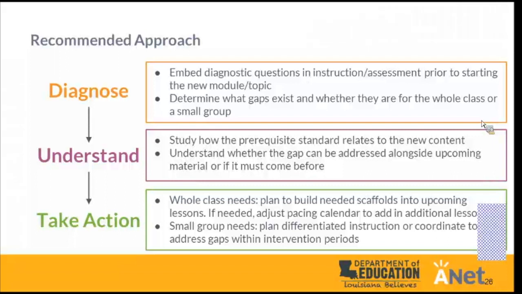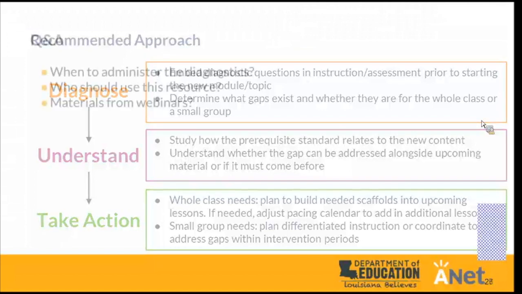You're doing some work to understand how that prerequisite standard relates to the new content and when it needs to be addressed before the module begins or during the module before you get to a certain lesson. And then you're taking action. Potentially you're doing a whole class lesson by using one of the flex days, given that guidance in the guide to implementing Eureka, or maybe you're taking action with a small group of students, either in centers in your classroom or during an RTI time or other intervention block.